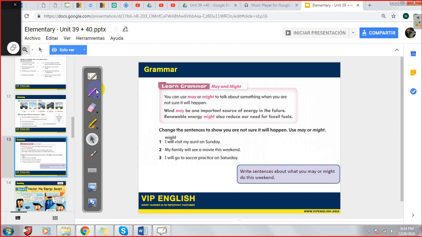Now change the sentences to show you are not sure something will happen. You can use may or might. Okay. So I will replace will by the word might or may. Correct. My family might see a movie this weekend. I might go to soccer practice on Saturday.